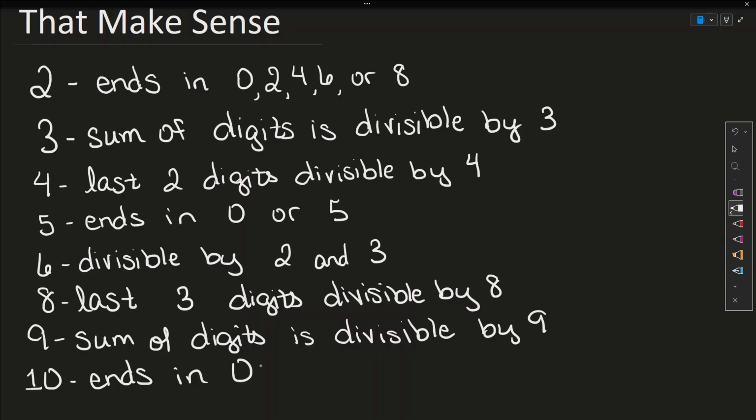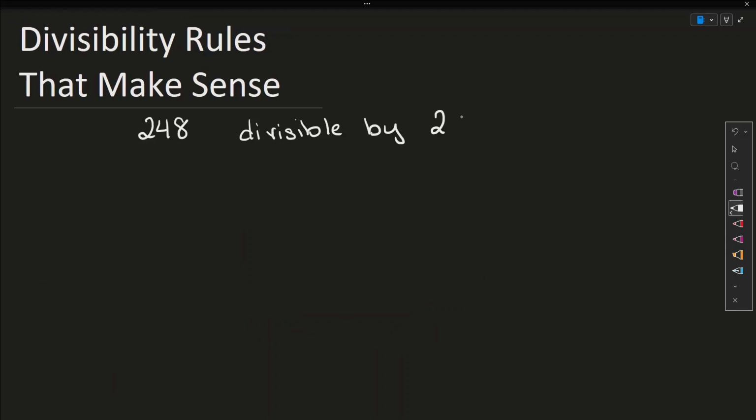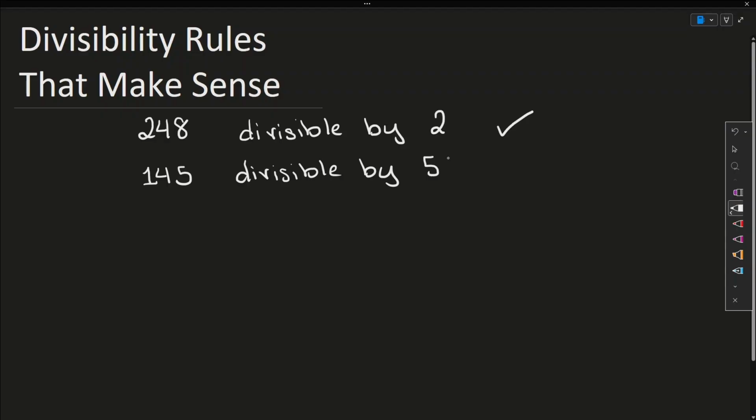Let's try a few quick examples. Is 248 divisible by 2? Yes, because 248 ends in 8. Is 145 divisible by 5? Yes, because it ends in a 5.